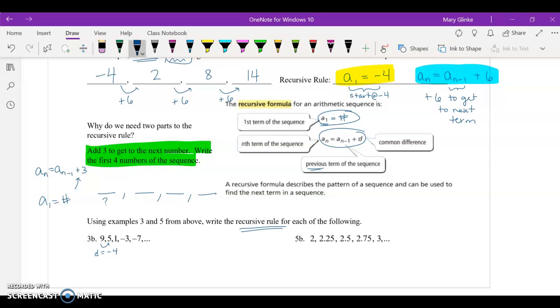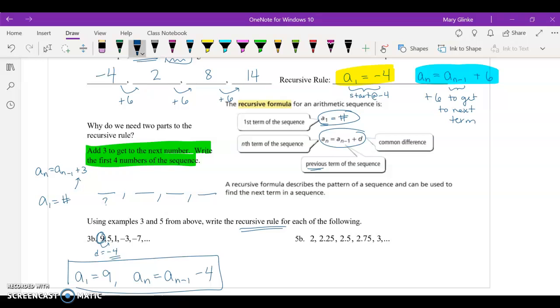So the recursive rule has two parts. The first part tells me where I am starting. So you're just going to take whatever the first term is, and we're going to write a sub 1 equals 9. The next part of this rule says that to get this term, I have to take the previous term and do what to it? Since our common difference here is -4, we're going to take our previous term and subtract 4. These together make our recursive rule.